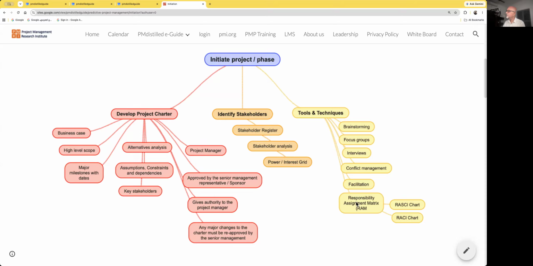And we may use a responsibility assignment matrix, RAM, for defining the roles and responsibilities. There are two variants of the RAM, that is, the responsibility assignment matrix. We have the RASI chart and we have the RACI chart. RASCI stands for responsibility, accountability, support. In some places S stands for sign off as well, consultative and information.